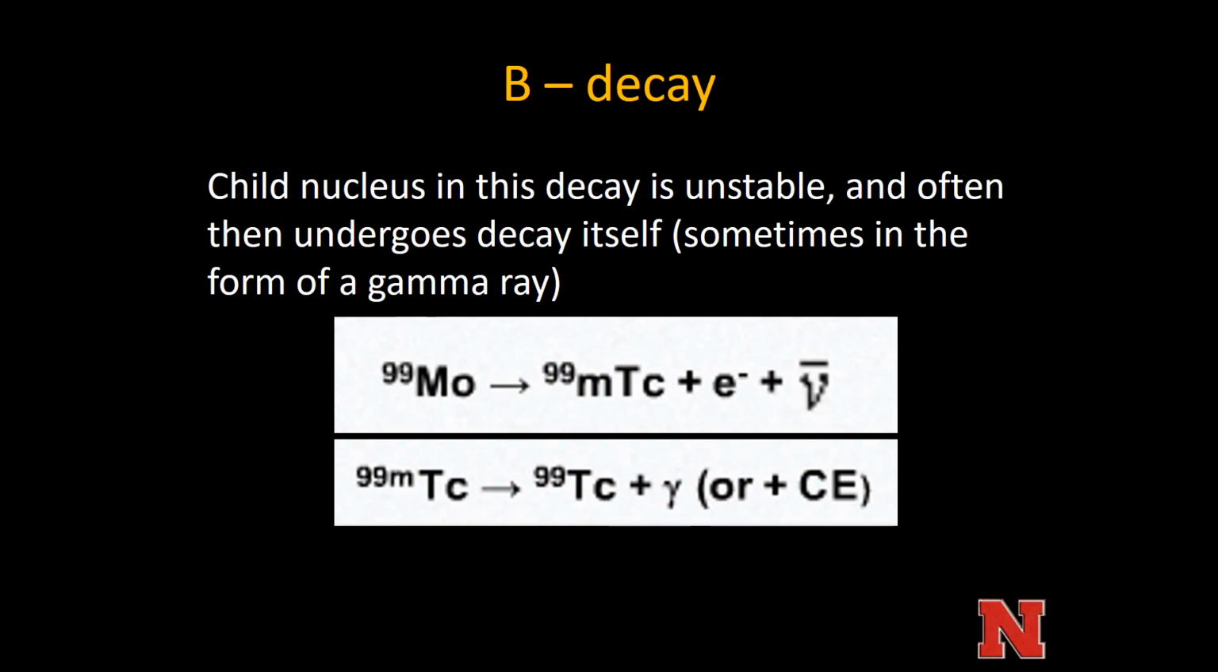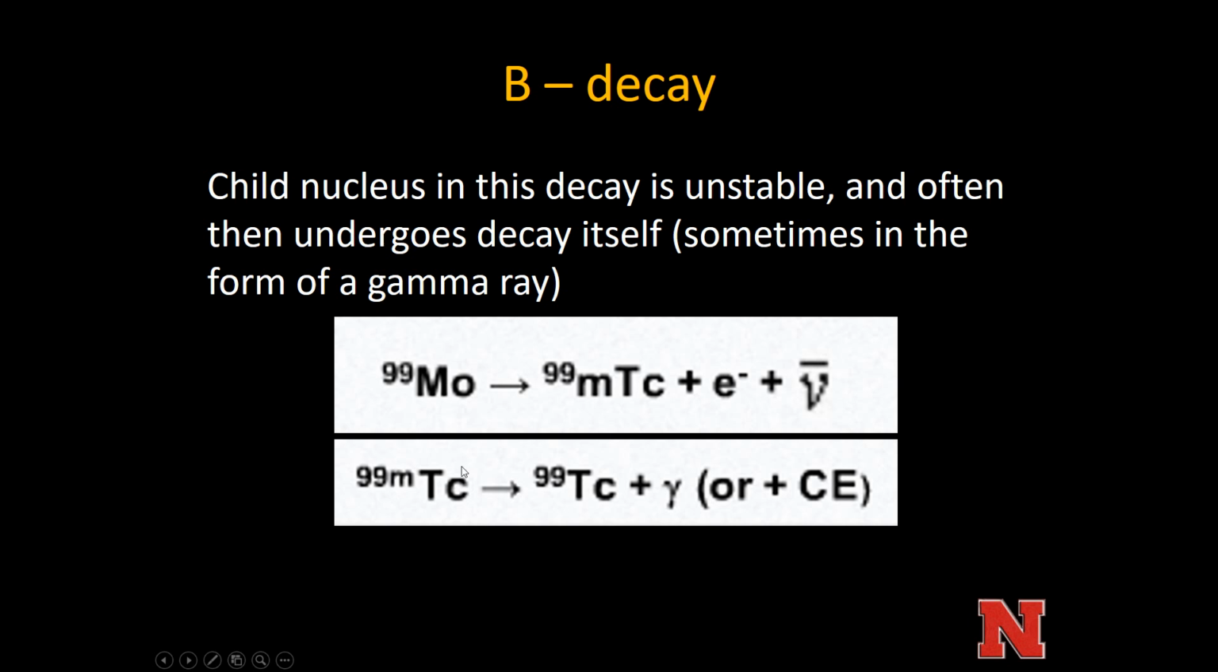All right, beta decay. So the child nucleus in this type of decay is unstable, and oftentimes it will then undergo decay itself, sometimes in the form of a gamma ray. And if you think about molybdenum, that's the classic example that people like to use for beta decay. So molybdenum-99 undergoes beta decay because it's inherently unstable, goes to Tc-99m plus an electron, and then that Tc-99m is unstable in and of itself, and that tends to release a gamma ray, which we can use for imaging.